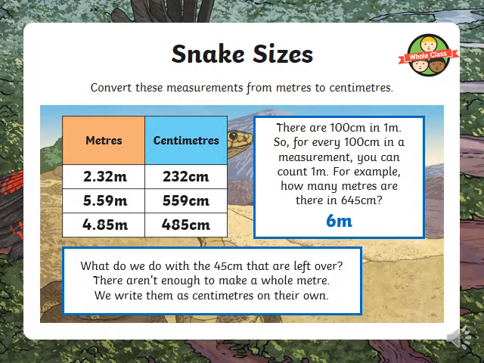Well, there would be 6 metres in 645 centimetres. And what do we do with the 45 centimetres that are left over? There aren't enough to make a whole metre, so we write them as centimetres on their own. So 645 centimetres is equal to 6 metres and 45 centimetres.